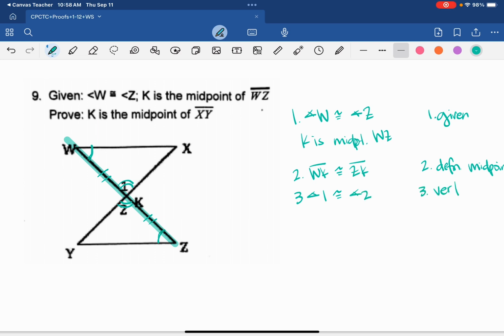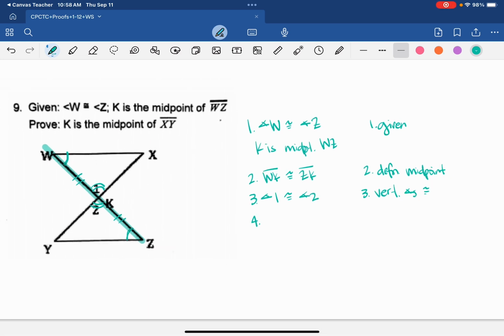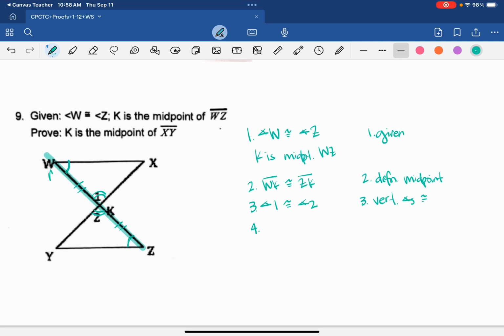And because vertical angles are congruent, if we look at our image, I now can see that I have angles and a side wedged in between. So let's name our triangles. Be careful with your bow tie and the order of your letters. So if I use WKX, I have to name the other one ZKY to keep those corresponding parts in the right place. So angle, side, angle, congruence.